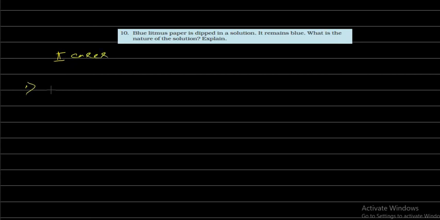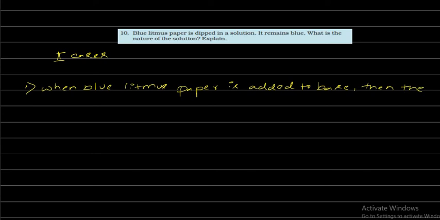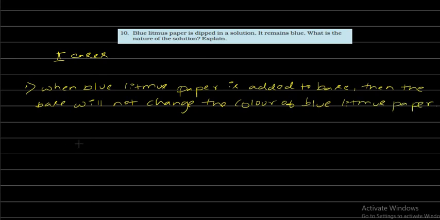when blue litmus paper is added to base, then the base will not change the color of blue litmus paper. That is also one case. When the substance is a base, then also the blue litmus paper will not change its color.